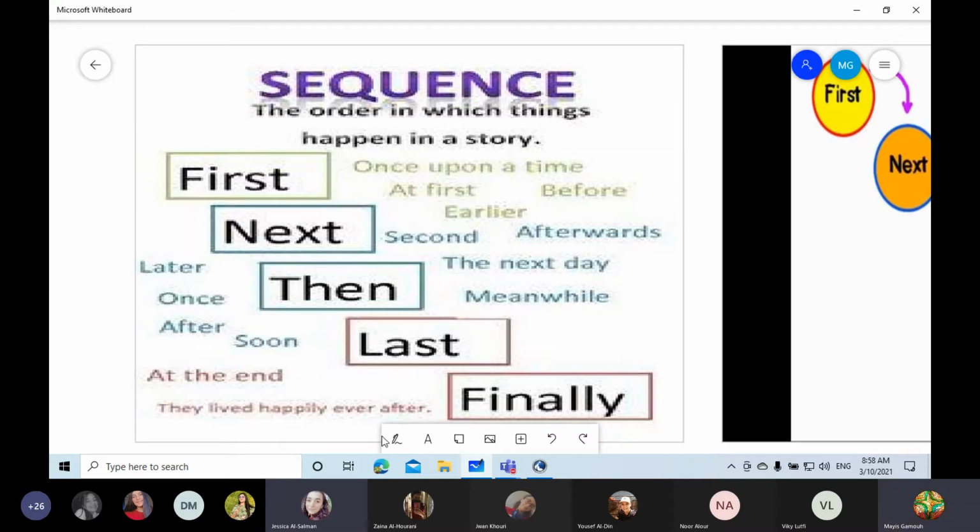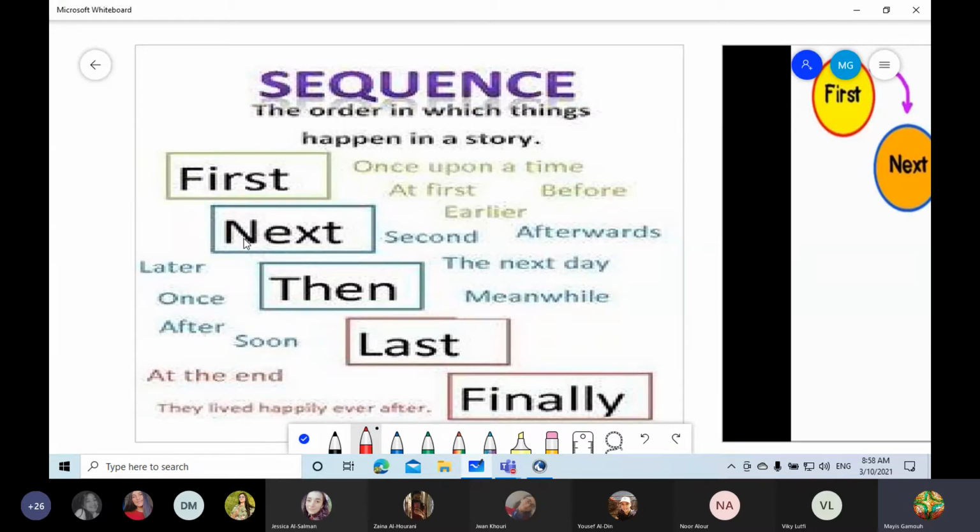Thank you, dear. So here, let's look at a couple of these words. When I say first, it means at the beginning, or at first, or in the beginning of my story. So that gives you the expression in order to start writing your story: first. When I say next, we could also use second, or afterwards, or after that, or later, or once after.